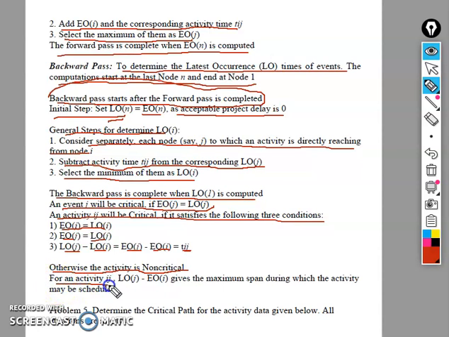For an activity ij, the latest occurrence of the node j minus the earliest occurrence of the node i has the maximum span during which the activity may be scheduled.